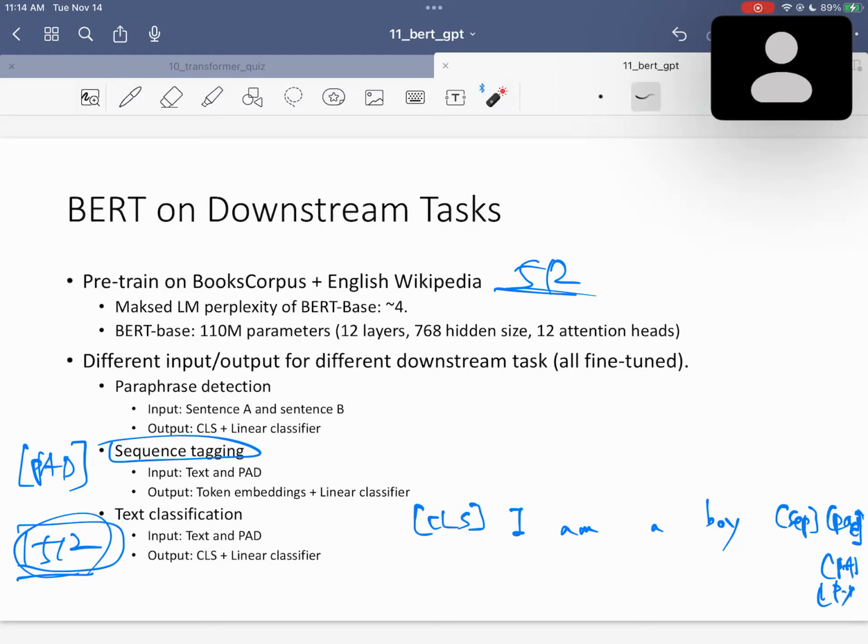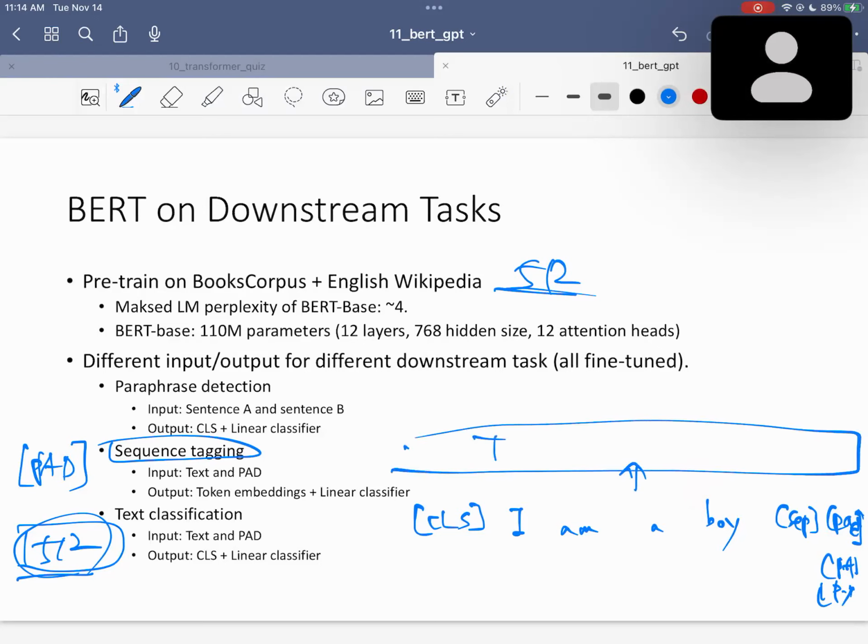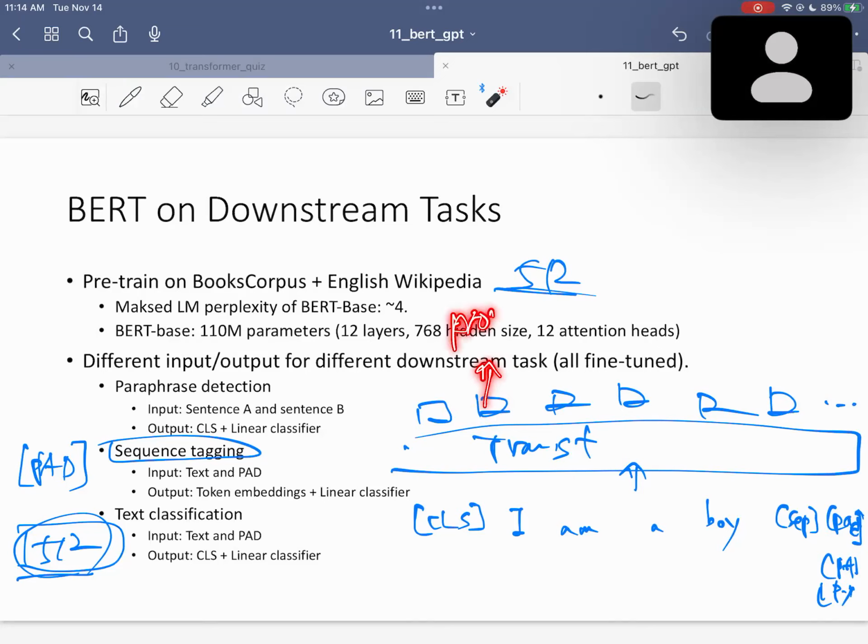So once you have this, you put it into a transformer, 12 layers of transformer, and then you have the CLS token here. I am a boy, SEP, and so on. And let's say that you're doing a POS task. You want this to be a pronoun because it's I. You want this to be a be verb. I'm not sure how you call it in English. And then this is an article, and this is a noun.